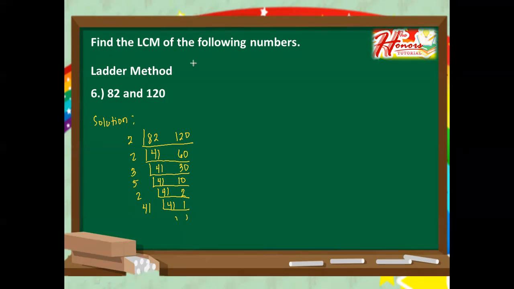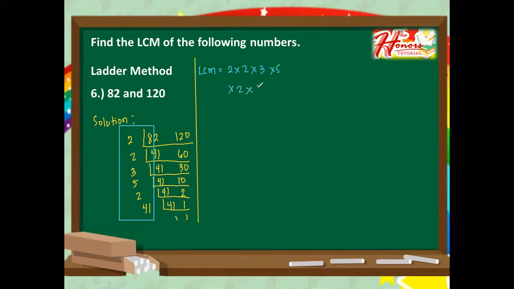So therefore, for our LCM, we have here these numbers. So that is LCM equals 2 times 2 times 3 times 5 times 2 times 41. Let's multiply. 2 times 2, that's 4, times 3 times 5 times 2 times 41.